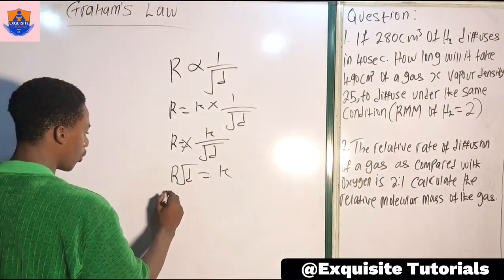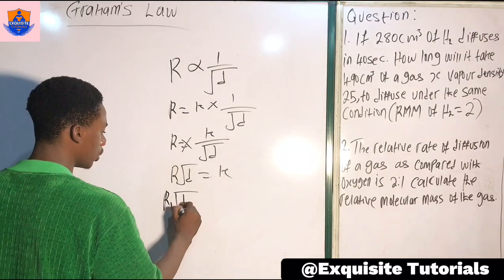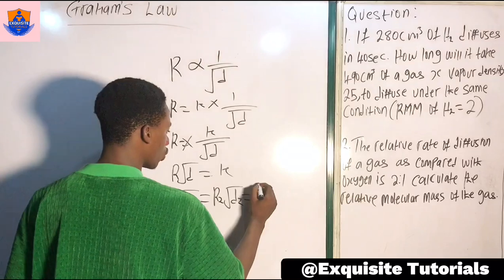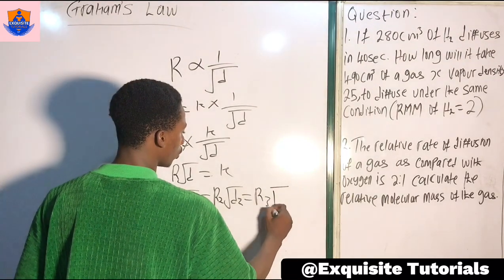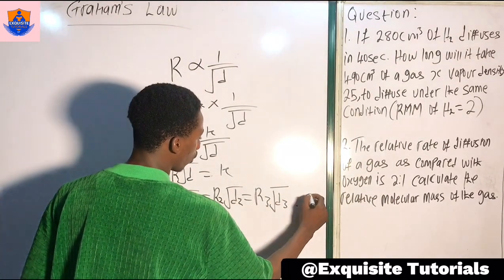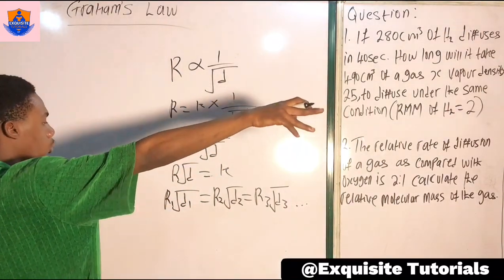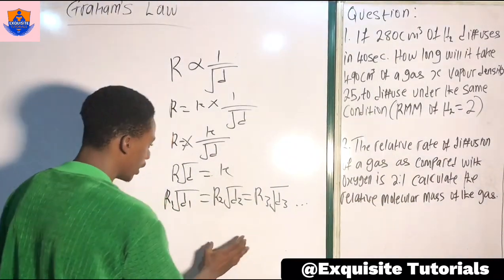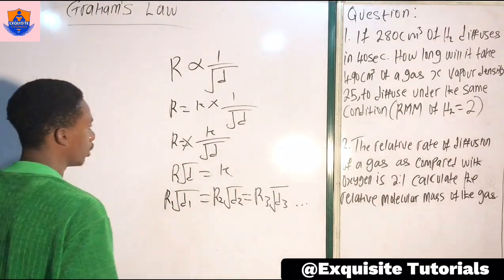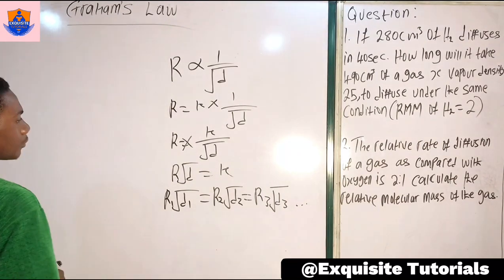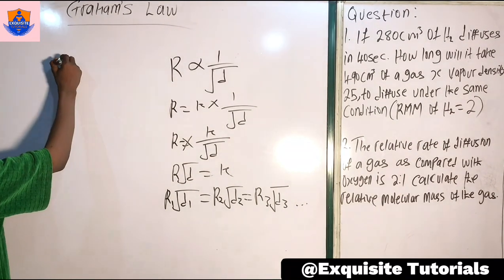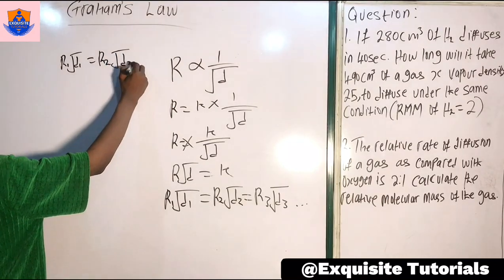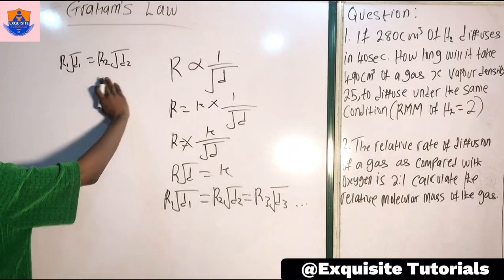we could say that R1 root D1 is equal to R2 root D2. It's also equal to R3 root D3, Rn root Dn, and so on, going to infinity. Now let's take these two parts for the R1 and R2 comparison. We have R1 root D1 is equal to R2 root D2. Let's take the R to one side and the D to the other side.